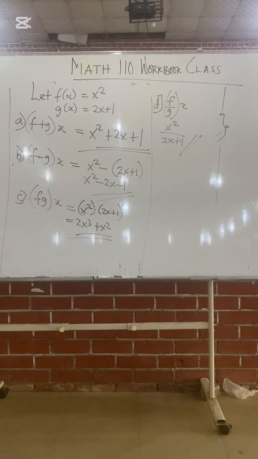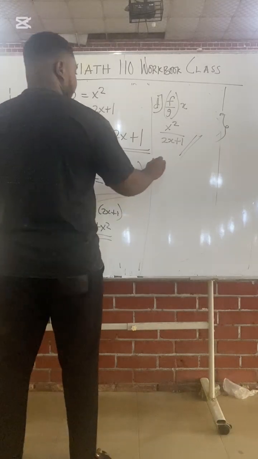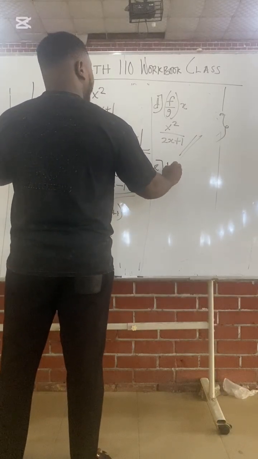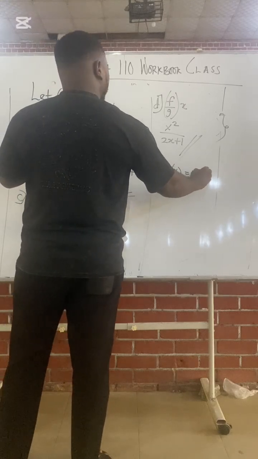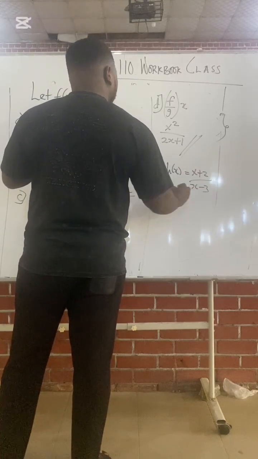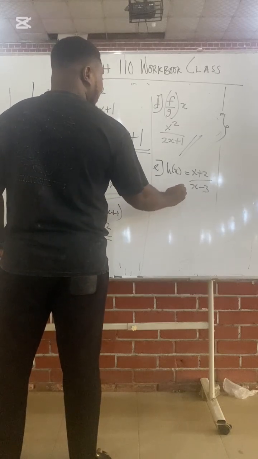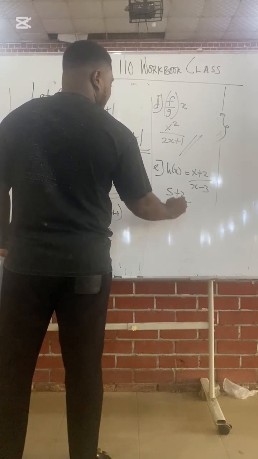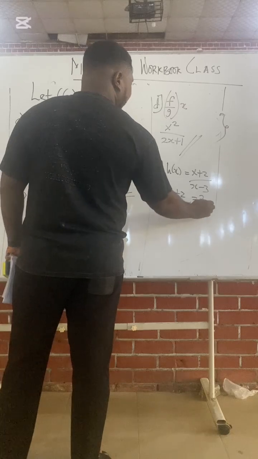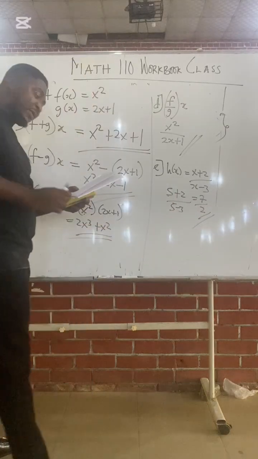Class, E, let's just do it for doing sake. If h of x equals x plus 2 all over x minus 3 at x equals 5, it is too simple. Anyway, you see x, put 5. 5 plus 2 over 5 minus 3. 7 over 2.